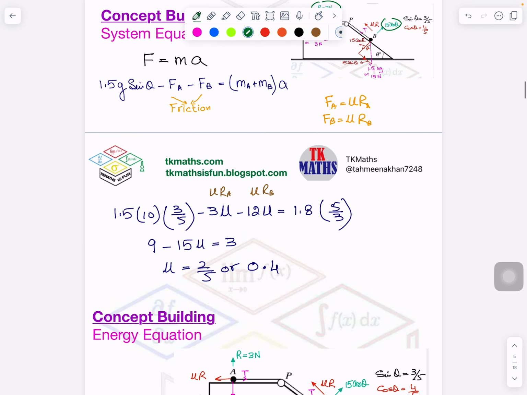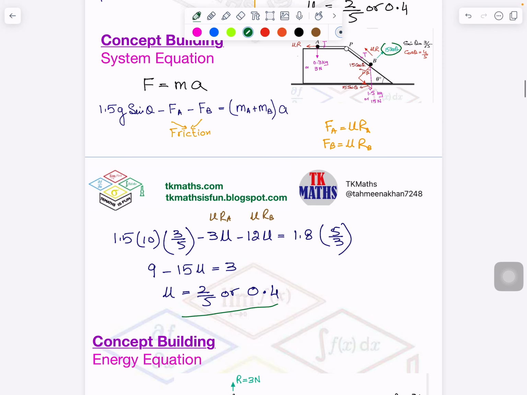And I got the mu here. So within 4 lines I have found the value of mu, right? Because the question was asking only for this part, mu, the coefficient of friction, and the acceleration, which you have found earlier.